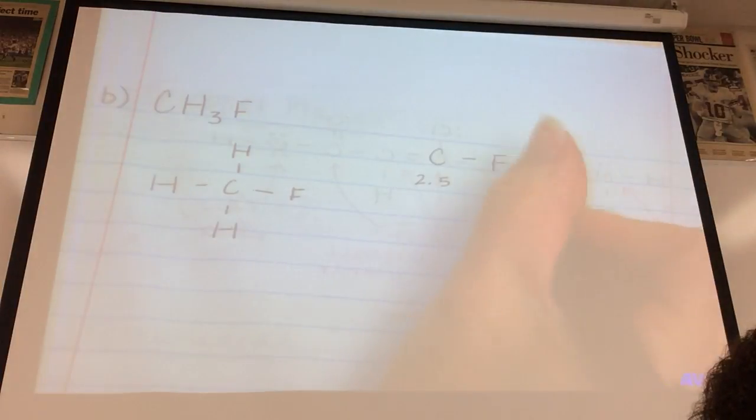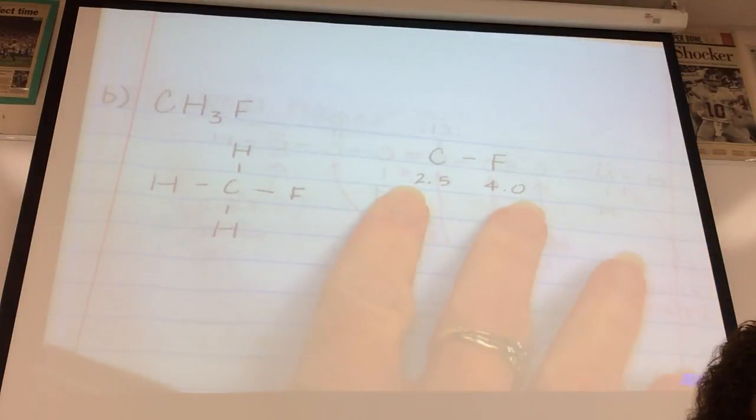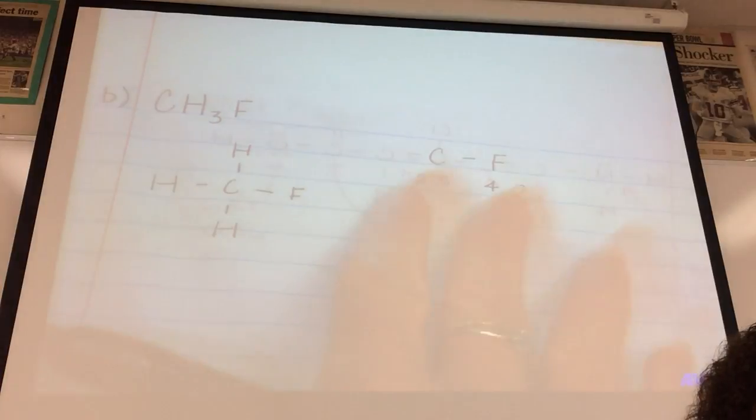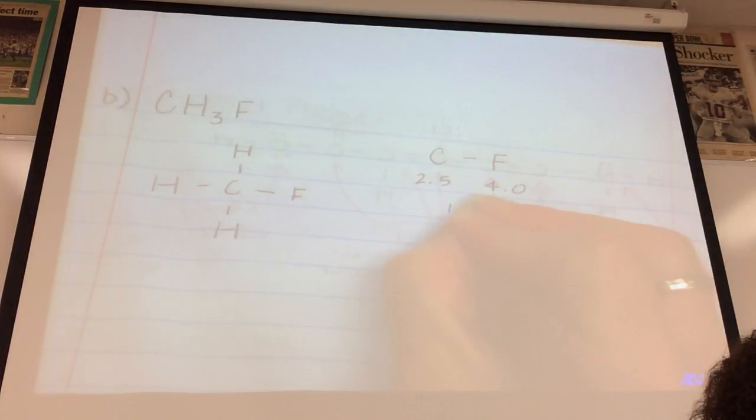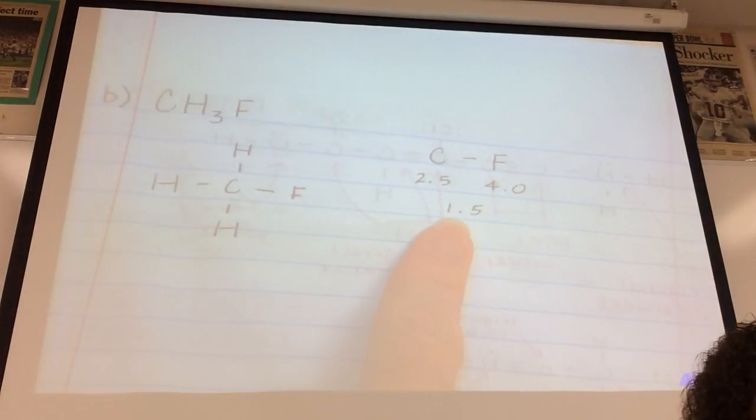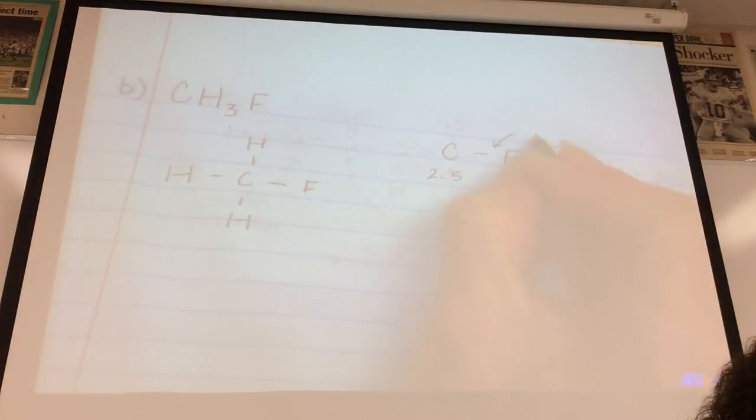Electronegativity of 2.5, electronegativity of 4. Again, these values can be found on the back of your periodic table. The difference here is 1.5. When the difference is between 0.5 and 2.1, like number 1 in your classwork, is it a polar or nonpolar covalent bond? Polar. So this bond is polar.